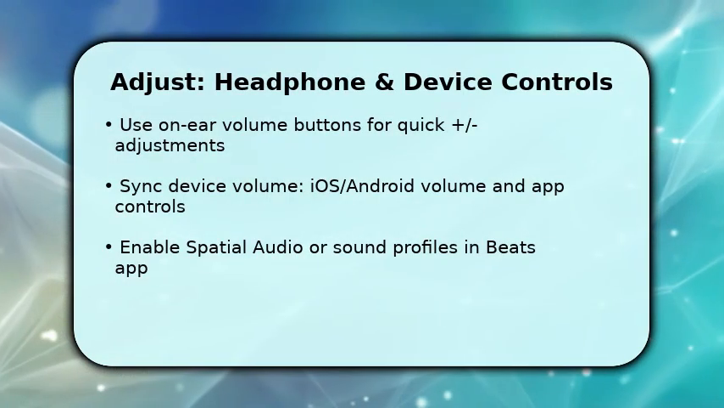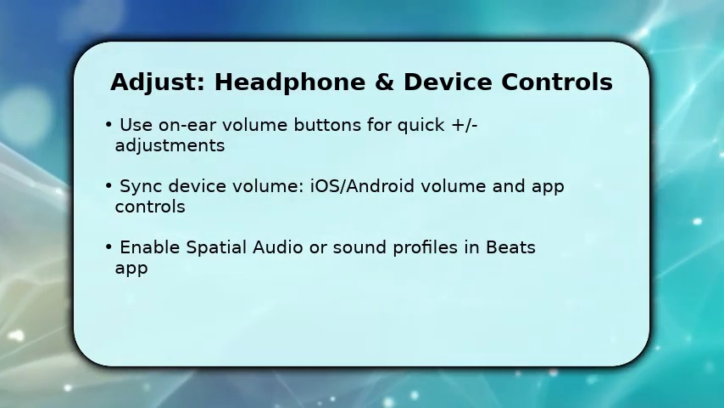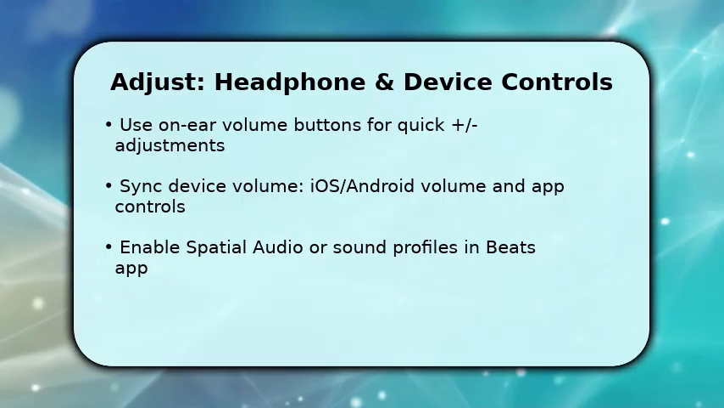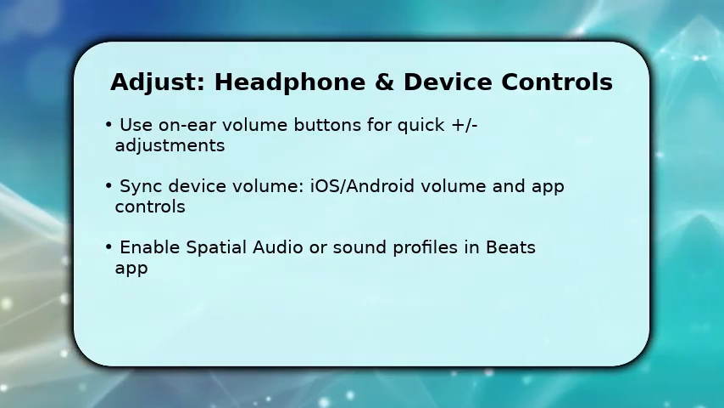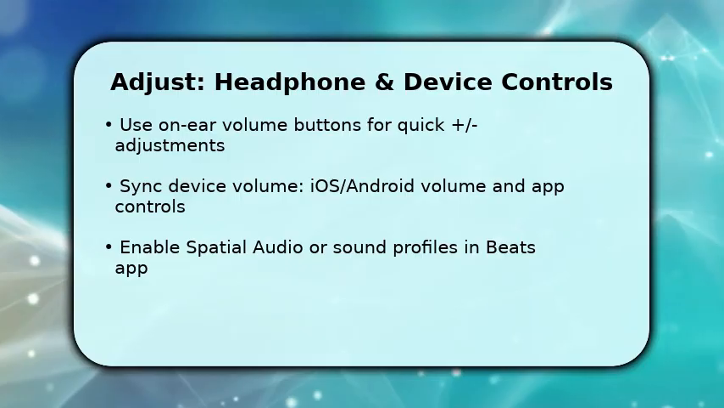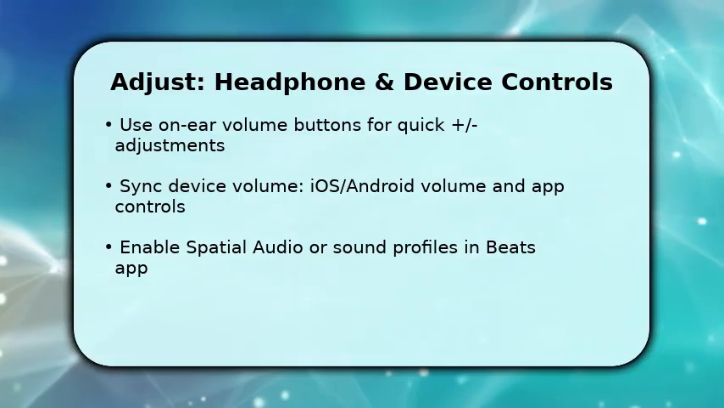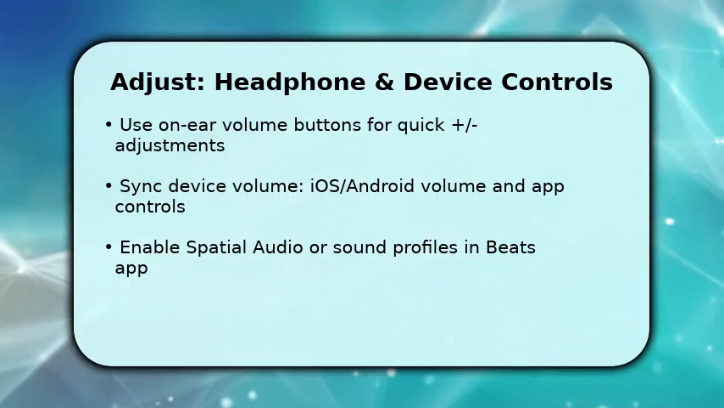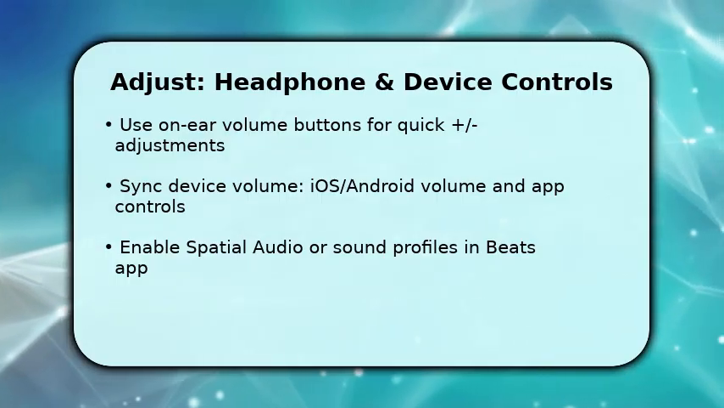You'll now balance control between the physical buttons and the connected device. Press the on-ear volume up or down for instant changes. These override many host apps for immediate feedback. At the same time, make sure your phone or computer volume is not at zero. OS volume and app players combine with headphone gain.